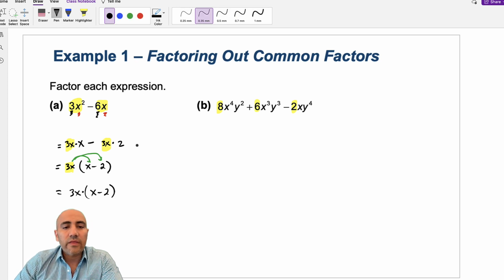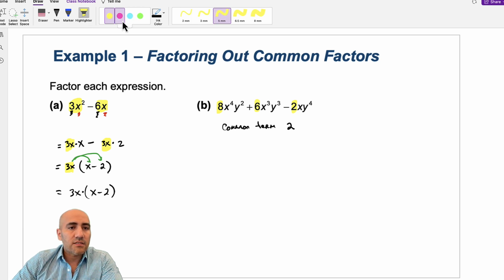I'll do it one more time this way. Usually, I skip this step here, rewriting it this way, and go right to this step. But one more time, I'll do it this way. So a 2 is what they have in common. Common term is going to be 2.